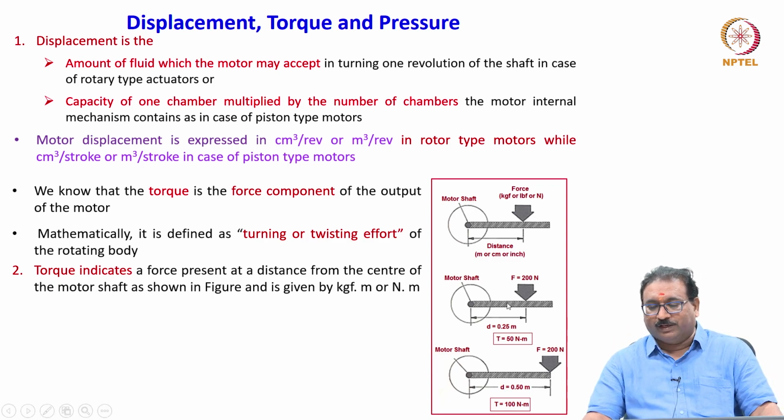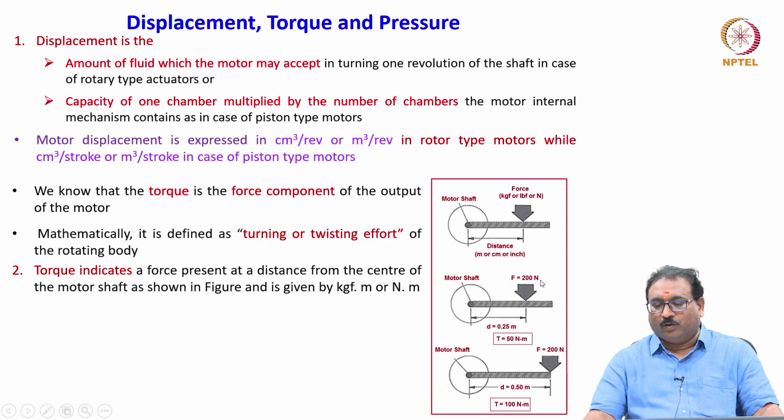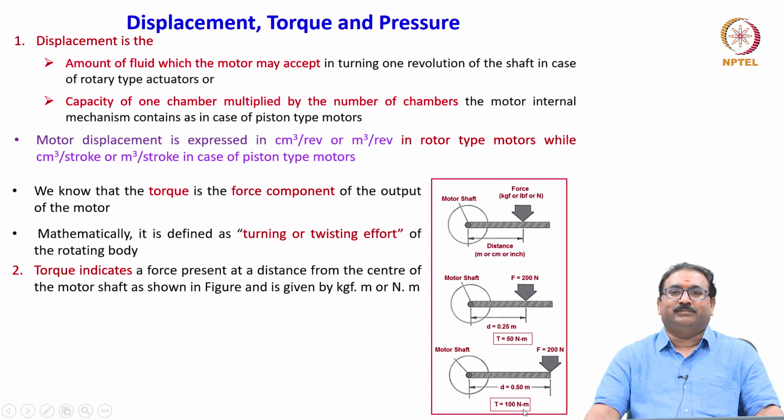Here I have shown you the force acting 200 Newton at a distance of 0.25 meter. The torque generated is 50 Newton meter. Here you will see the same force is acting at a distance of 0.5. That time the torque generated is 100 Newton meter, meaning you will see the effect of distance.